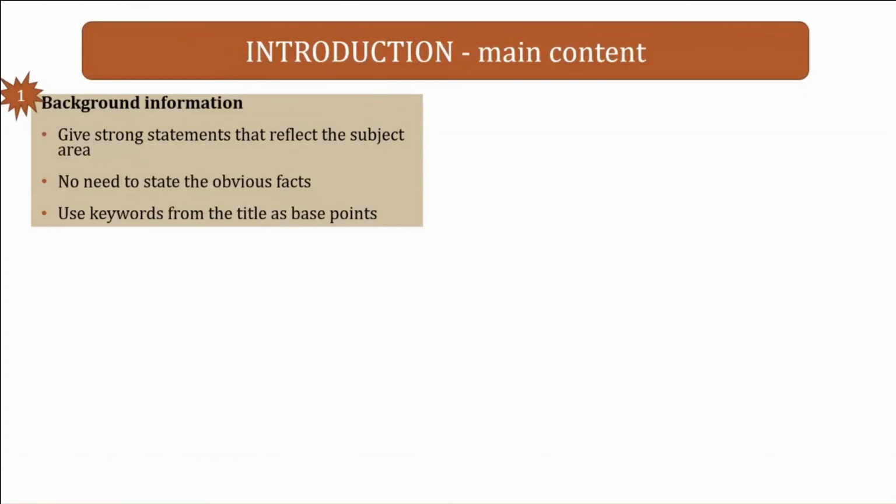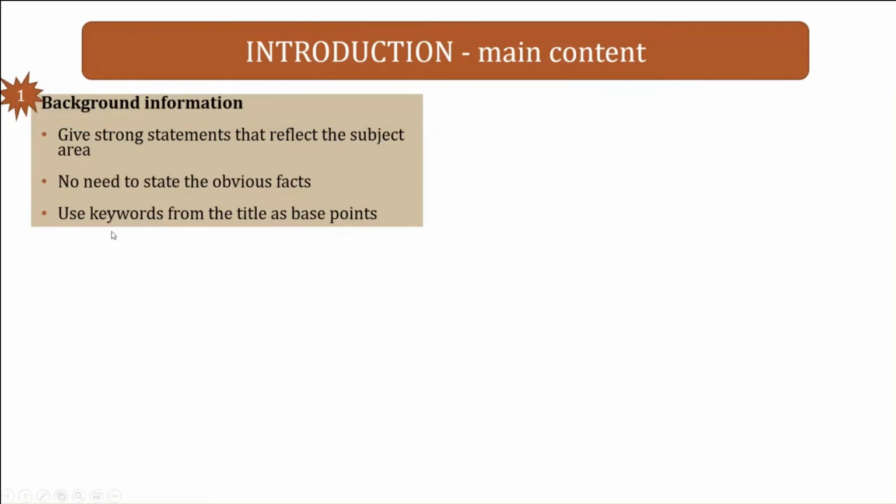Give a strong statement that reflects the subject area, no need to state the obvious. Let's say you're talking about environmental problems in the construction industry. You start out your sentence by saying, construction in environment is a major problem in the construction industry. It's actually quite obvious. So sometimes you don't have to mention the obvious fact, just go straight away: the construction industry's contribution to the environment can be in the form of landslide, and so on. You straight away talk about what they are instead of saying that it is a major problem, because people know it's a major problem already.